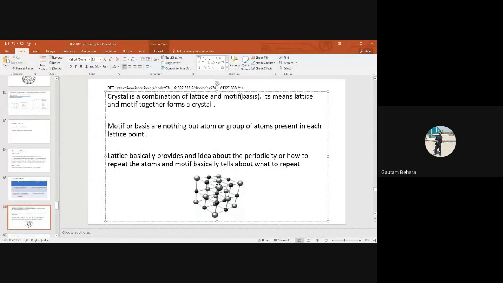So the moment I put sodium atoms and chlorine atoms in again, it will become a crystal, because sodium atoms and chlorine atoms, or sodium ions or chlorine ions, are nothing but the basis or the motif, right? So lattice plus motif, or lattice plus basis, will give rise to a crystal. I think the concept is clear up to this. Yes, sir.